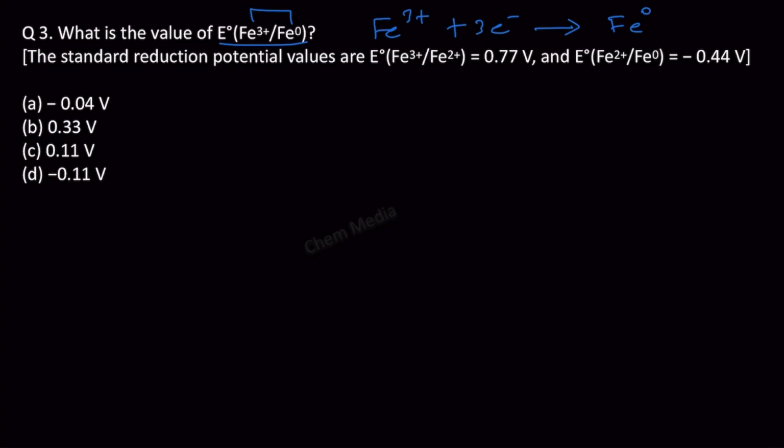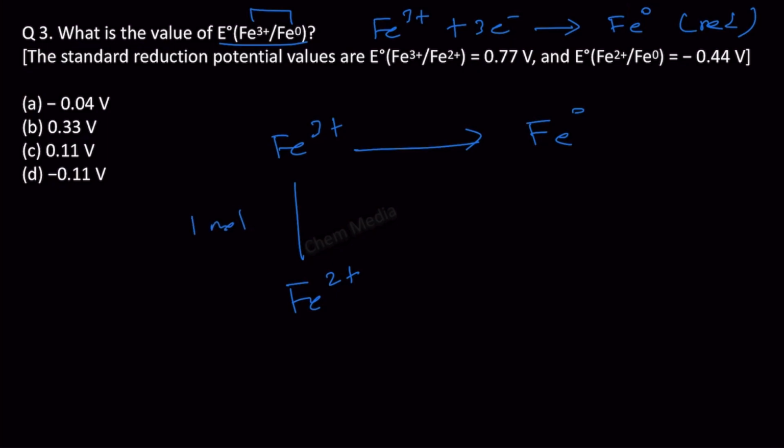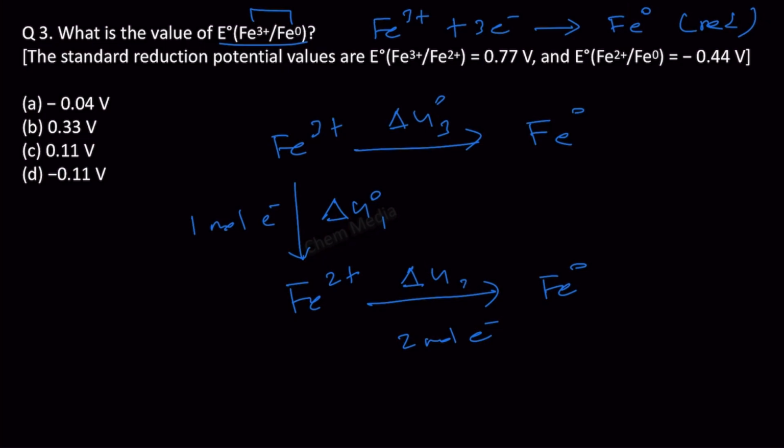So this is reduction. Here we need to figure out what the reduction potential is when Fe3+ becomes Fe0. What is given is Fe3+ becoming Fe2+, that requires 1 mole of electrons, and it is also given that when Fe2+ becomes Fe0, that requires 2 moles of electrons. So let us say this is delta G naught 3, this is delta G naught 1, and this one is delta G naught 2.